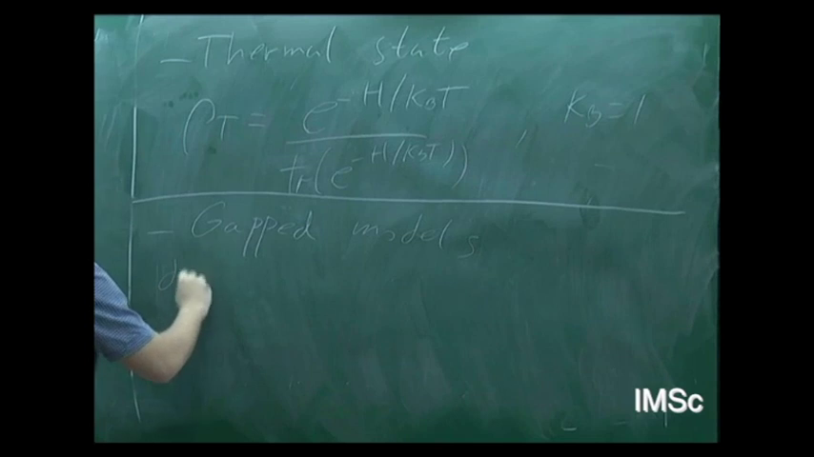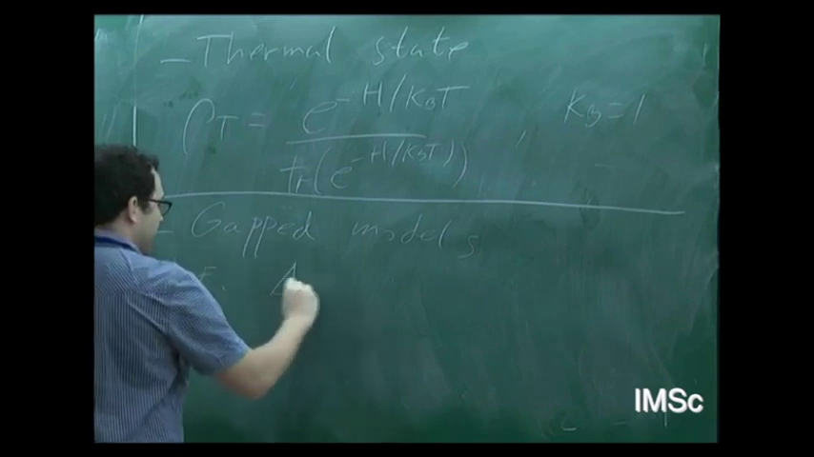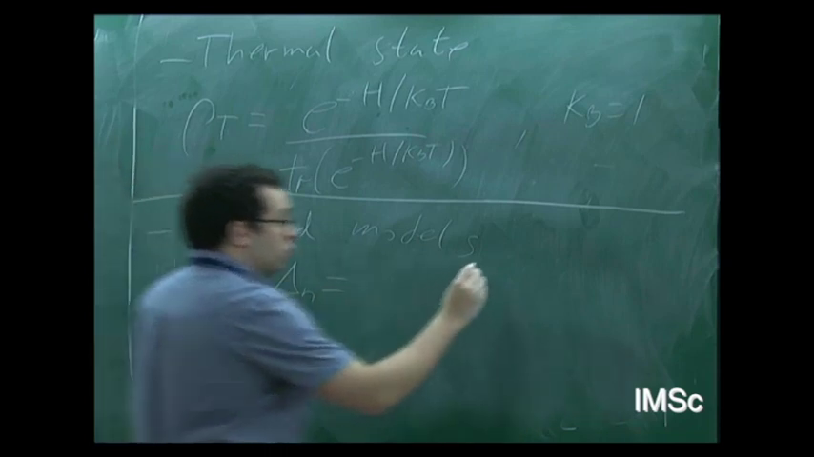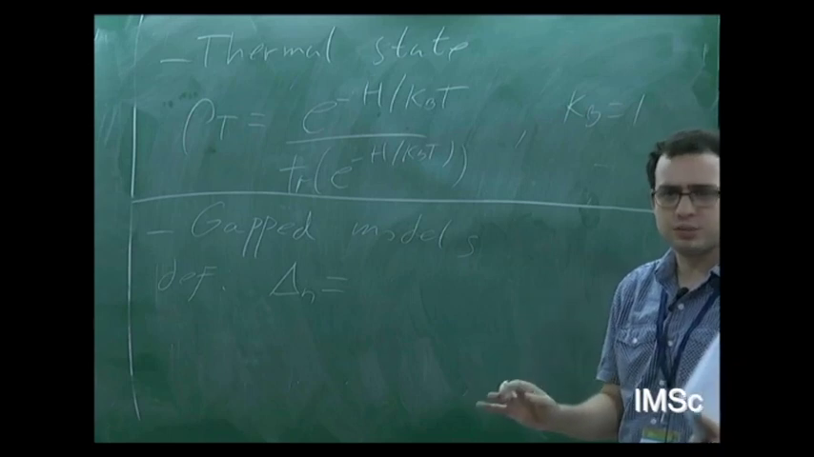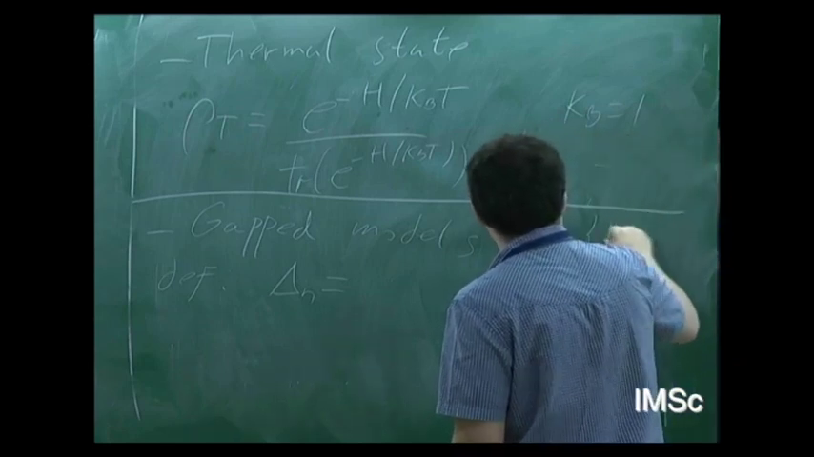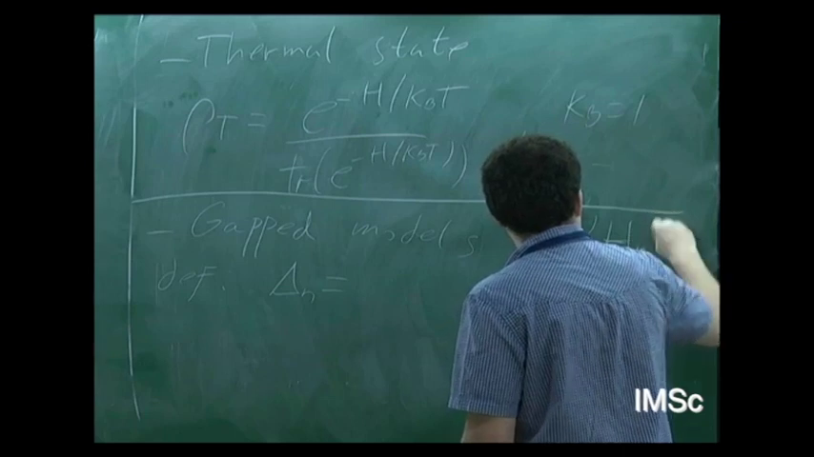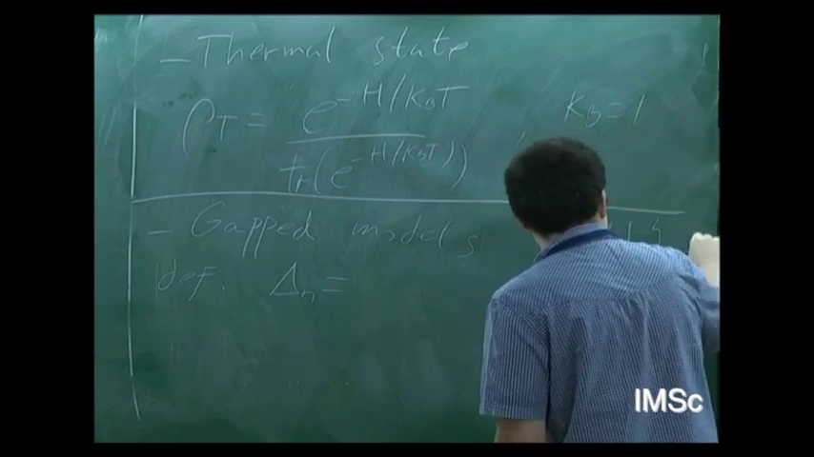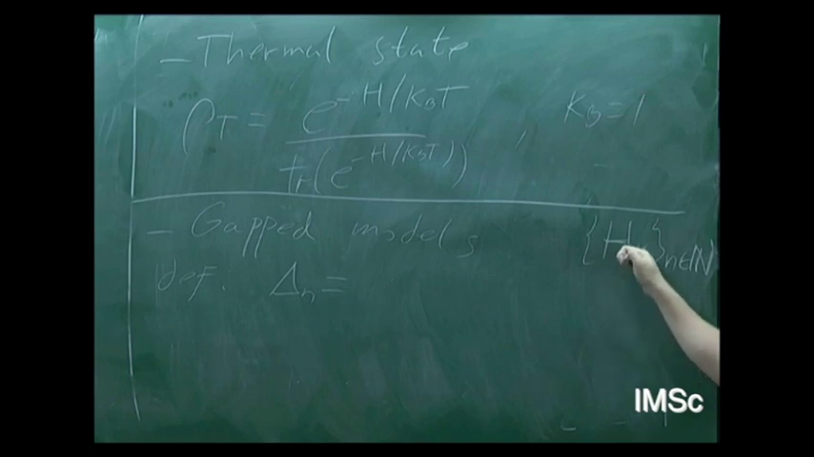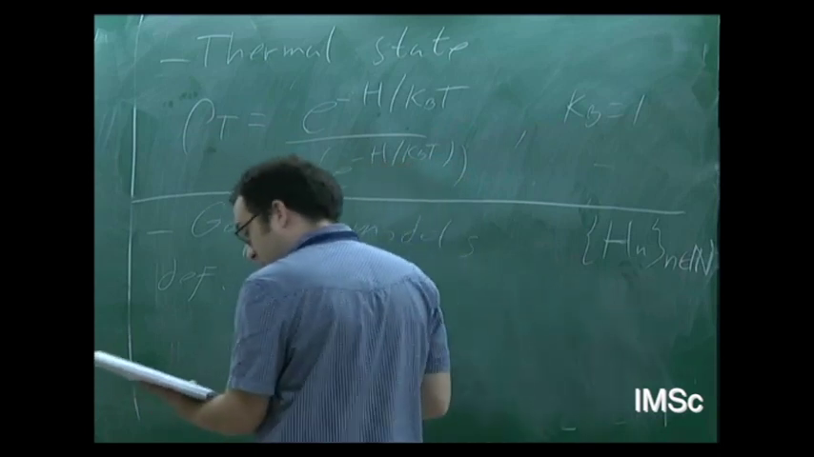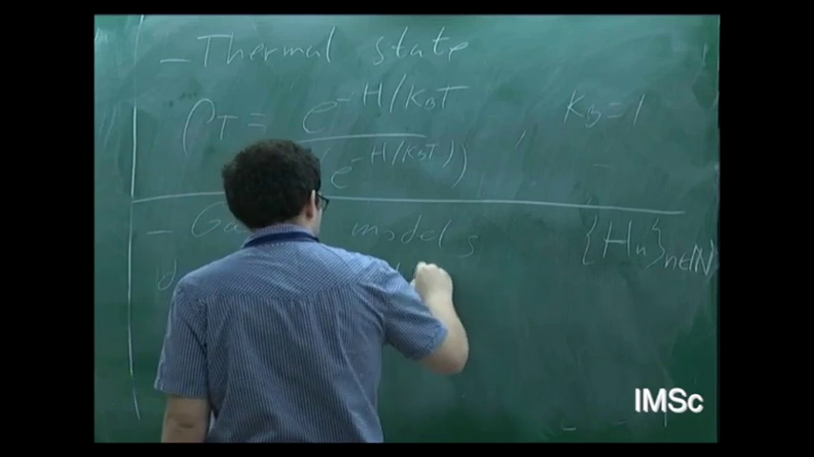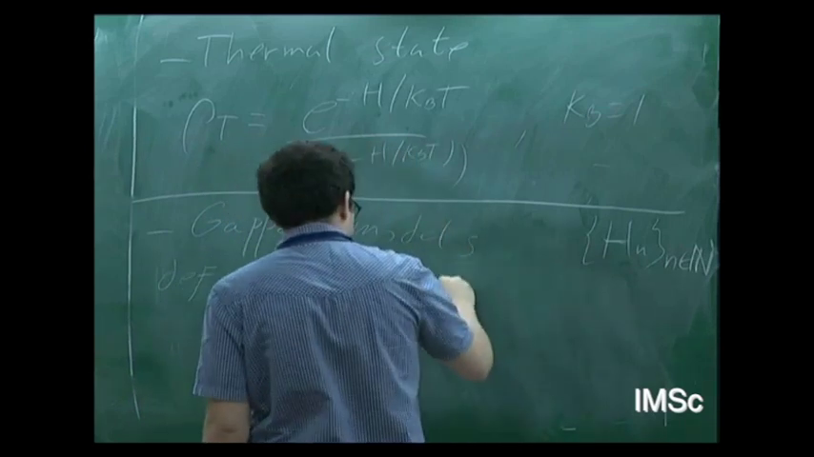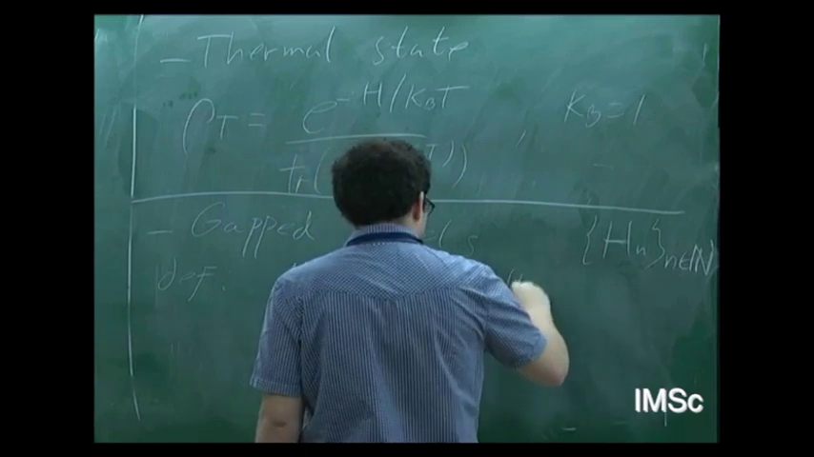What's the definition? First, we define the spectral gap. In many cases, you can consider a fixed Hamiltonian on n particles, but usually we think about some family of Hamiltonians with a growing number of particles, where H_n contains n particles. Then we can define a spectral gap for this family of Hamiltonians. This is just the first excited energy of H_n minus the ground state energy of H_n.